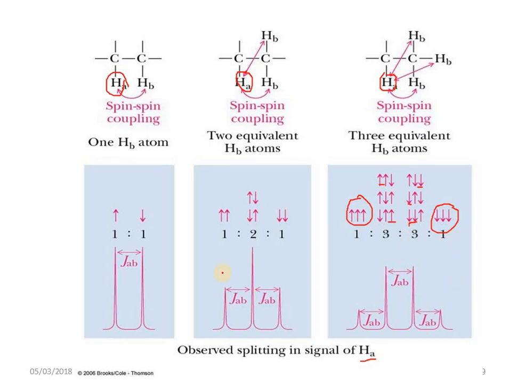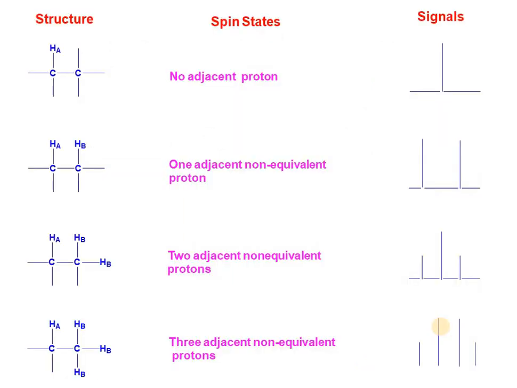So the neighboring protons, if there is one neighboring proton, the signal is split in 2 peaks. If 2 neighboring, then into 3, 1:2:1. If 3 neighboring protons, then 3 plus 1, 4. It has 4 peaks. So the signal or peaks in a signal depends upon the neighboring protons, which we can easily explain by this example.